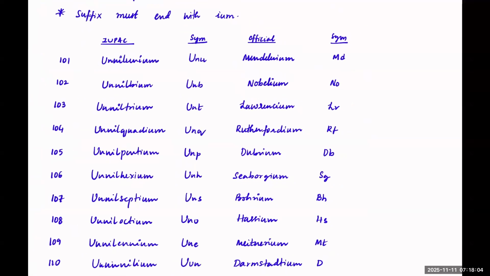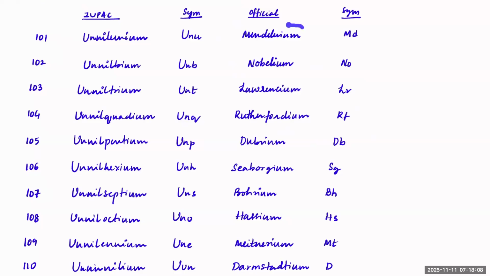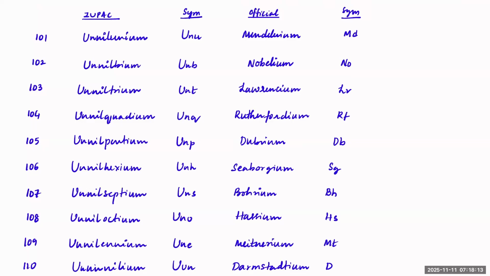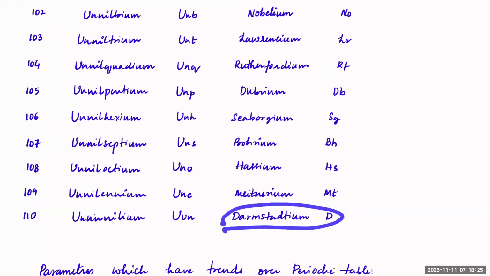Based on that, these are the names. You have to understand these terms as well. What is the official name for all of them? You can see Mendelevium, Nobelium, Lawrencium, Rutherfordium, Dubnium, Seaborgium, Bohrium, Hassium, Meitnerium, Darmstadtium. Clear?